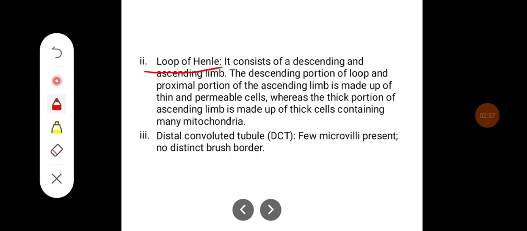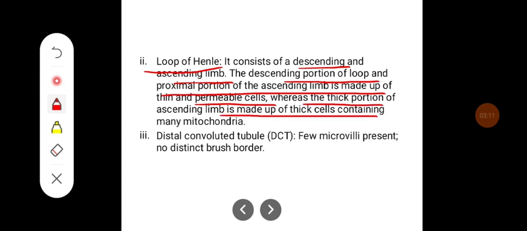Loop of Henle. It consists of a descending and ascending limb. The descending portion of the loop and proximal portion of the ascending limb is made up of thin and permeable cells, whereas thick portion of ascending limb is made up of thick cells containing many mitochondria. Distal convoluted tubule, that is DCT, has few microvilli present. There is no distinct brush border here.